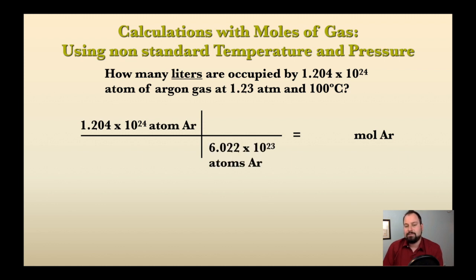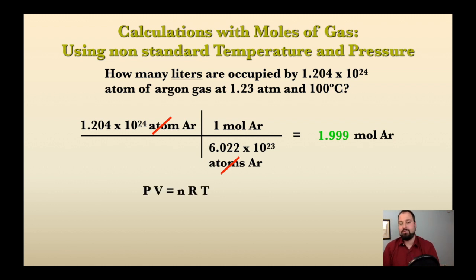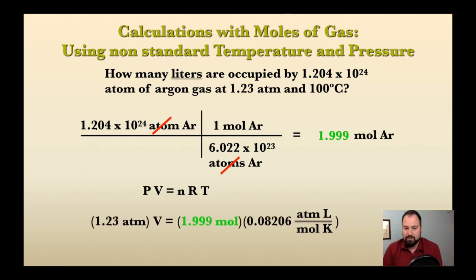And that's atoms of argon. And at the top is 1 mole of argon, which gives atoms to cross off, and an answer of 1.9999 moles of argon, which we can now put into PV equals nRT. Well, we know the pressure. We're looking for the volume, so I'm just going to leave that as V. We just calculated the number of moles, so that's n, remember. And the gas constant as before, 0.08206 atmospheres liters per mole Kelvin.